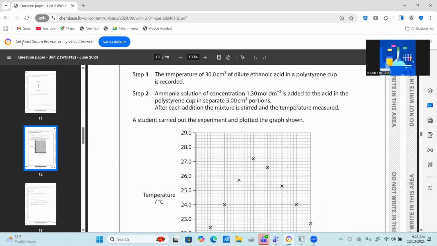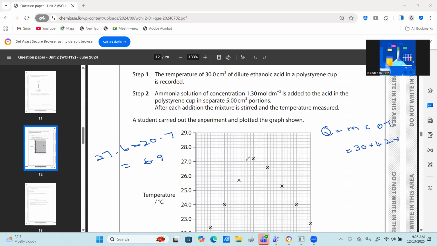So Q is equal to mcΔT. We have to take the volume of ethanoic acid as equal to the mass of the solution, considering the density of ethanoic acid is equal to 1. So 30 into 4.2 into the temperature change; you have to subtract 27.6 minus 20.7, which is 6.9.